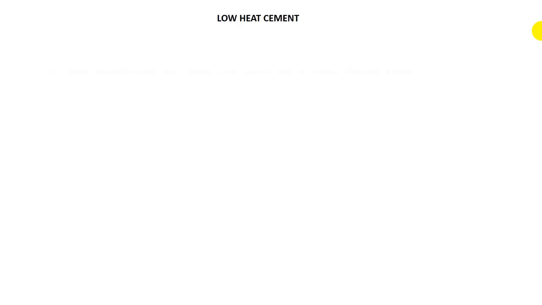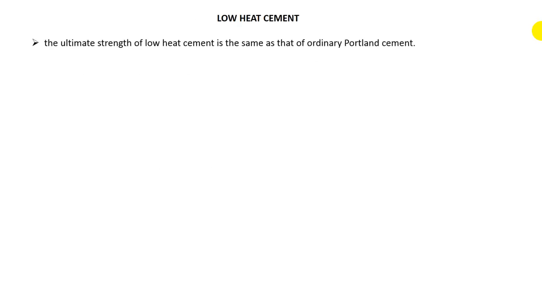Then low heat cement. The ultimate strength of low heat cement is the same as ordinary Portland cement. This cement is used in mass concrete constructions such as dams, retaining work, etc.